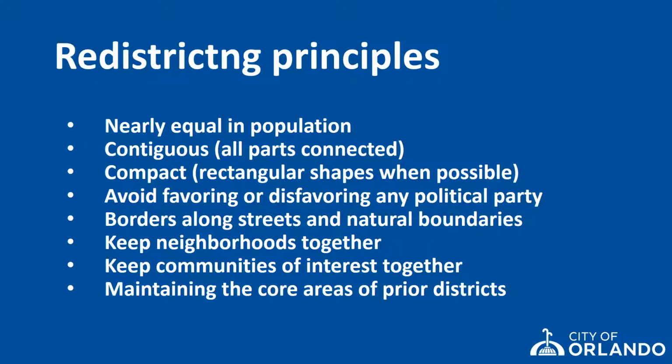So as we do redistricting, as I've already mentioned, we want to make sure all of our new district borders are equal in population. We want each district to be contiguous. So that means all parts in the district should be connected. Ideally, your district shapes should be compact, so try to think of rectangular shapes as much as possible versus strange, multi-star type of shapes. We want to avoid favoring or disfavoring any political party.